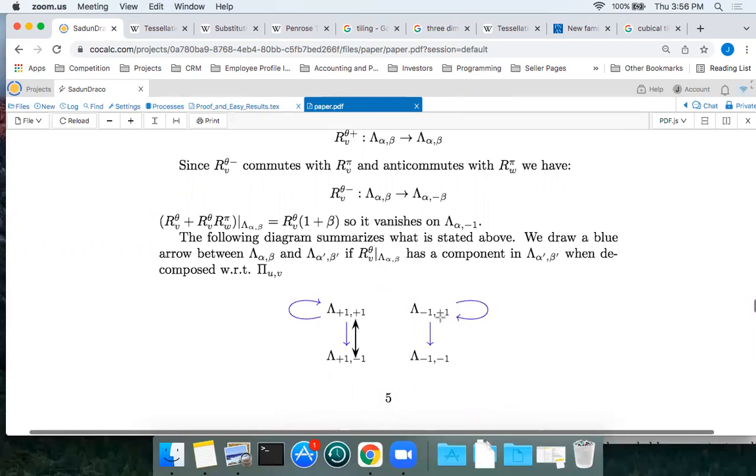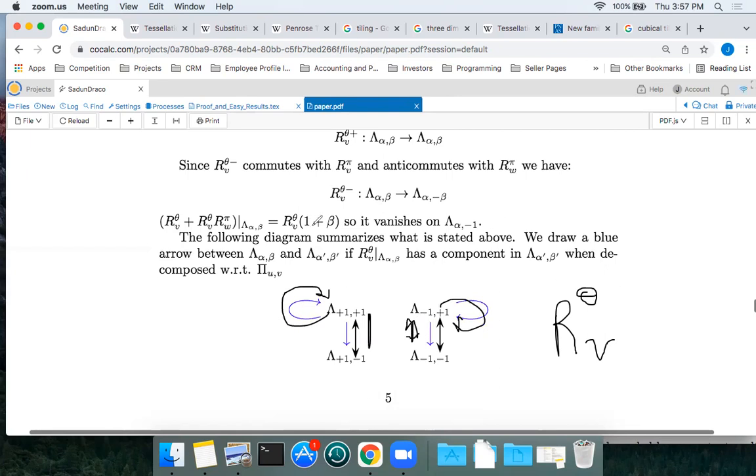So this guy's going between here and here, and this guy's going between here and here. And what is this? This is what RV theta is doing. RV theta has a component: its Hermitian part is fixing this, and its anti-Hermitian part is swapping these guys.